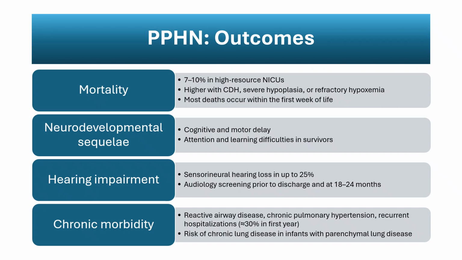Sensory neural hearing loss affects up to 25% of infants, necessitating audiology screening prior to discharge and at 18 to 24 months. Chronic morbidity is common, particularly in infants with underlying parenchymal lung disease. This includes reactive airway disease, chronic pulmonary hypertension, and recurrent hospitalizations, with roughly 30% experiencing complications within the first year. These outcomes underscore the need for comprehensive monitoring, early intervention, and longitudinal follow-up to optimize long-term health and development.